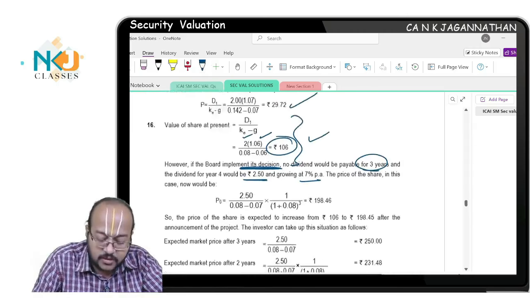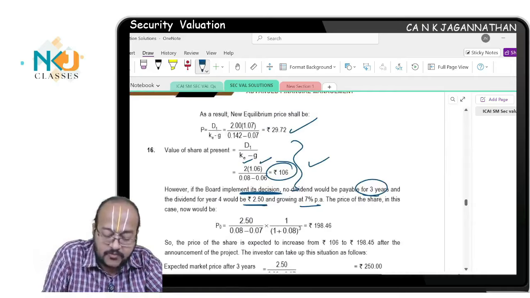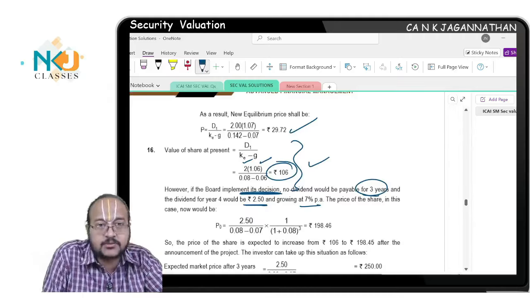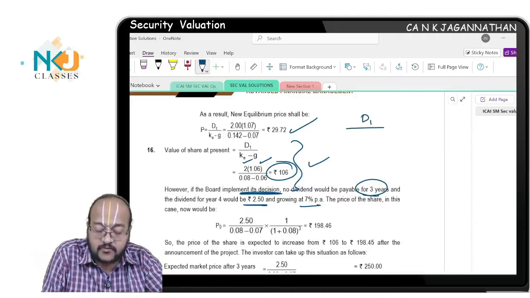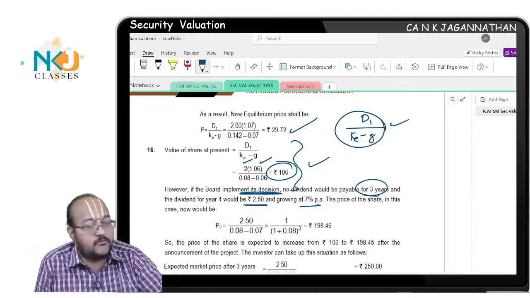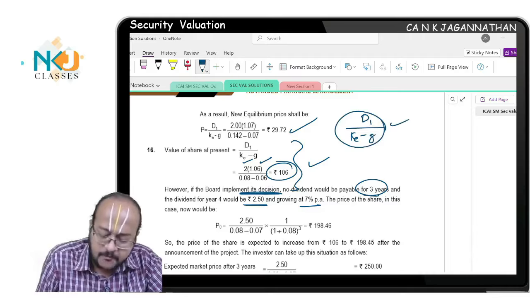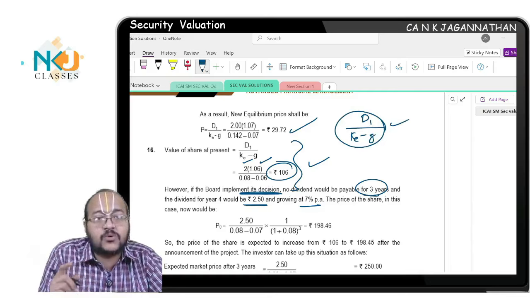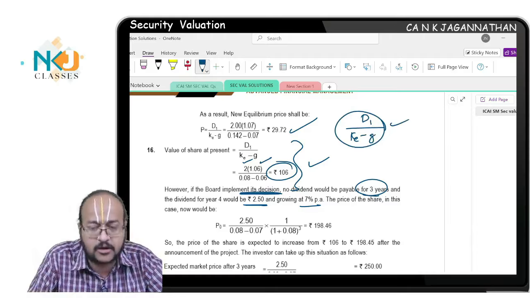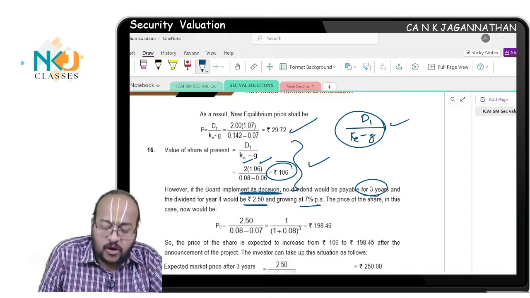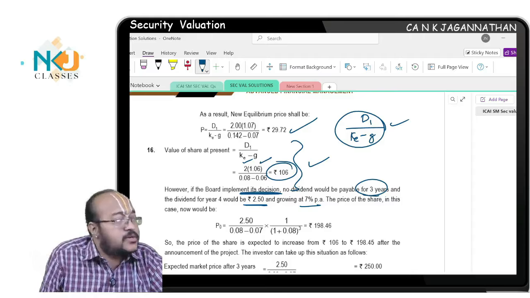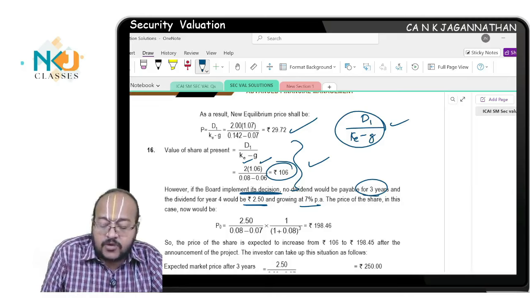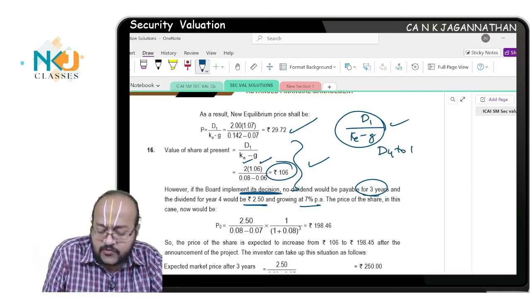Now, you tell me children, what is being done now. The first situation, see what happens. You calculated D1 straight away, D1 by KE minus G, you applied this formula and calculated the value of the share today. But if the company doesn't pay a dividend for first 3 years, then D1, D2, D3 will be 0. Are you all understanding? Now, from the 4th year you will receive dividend till eternity, which means D4 to D infinity will be there.